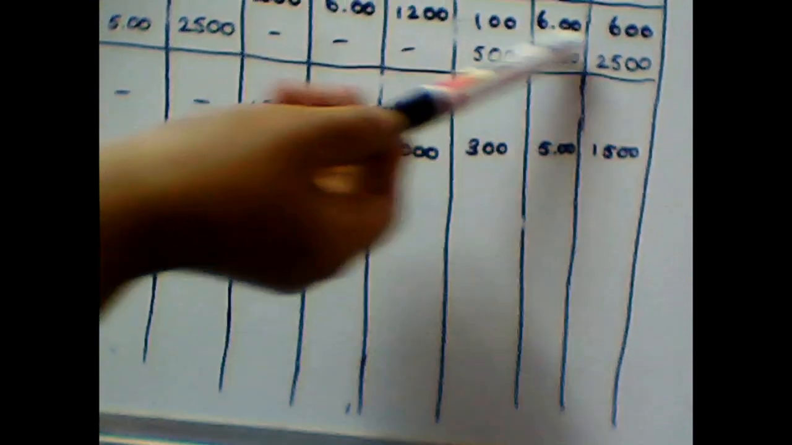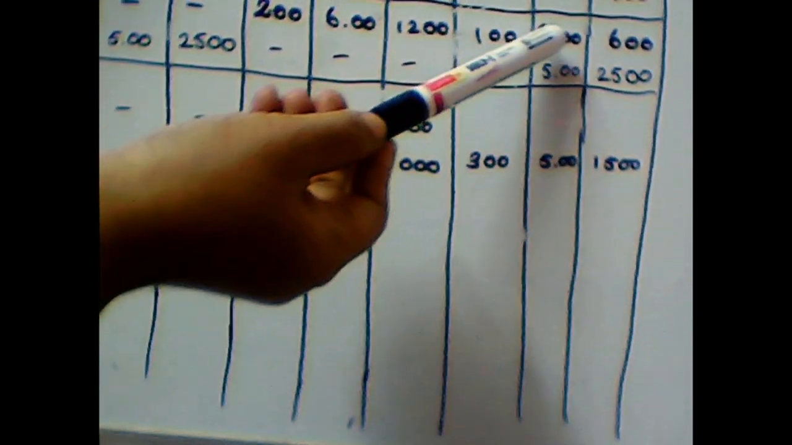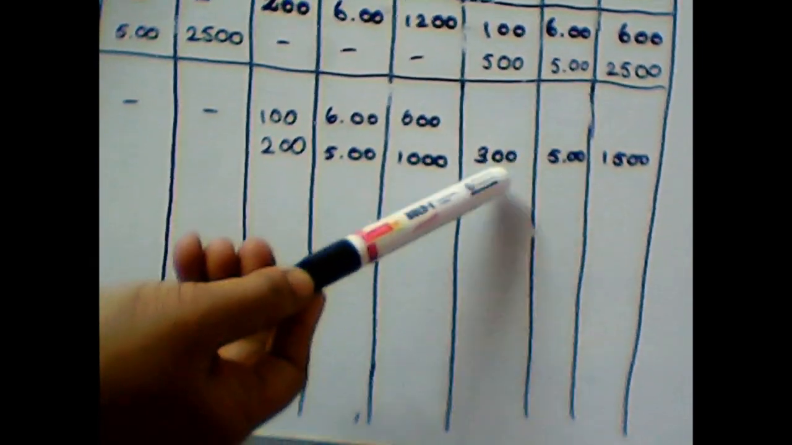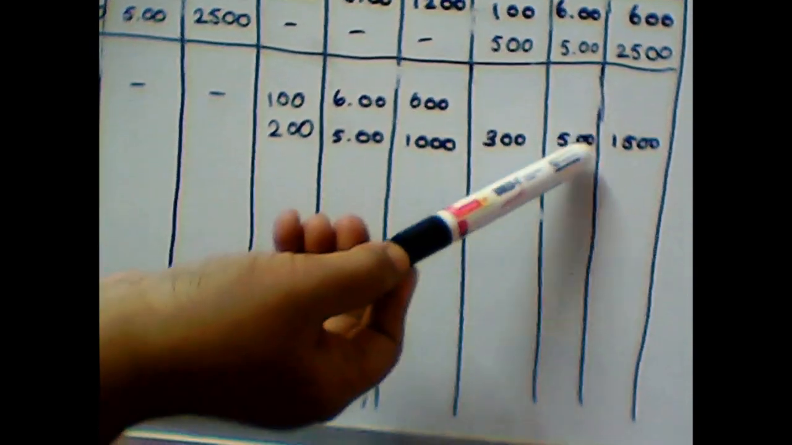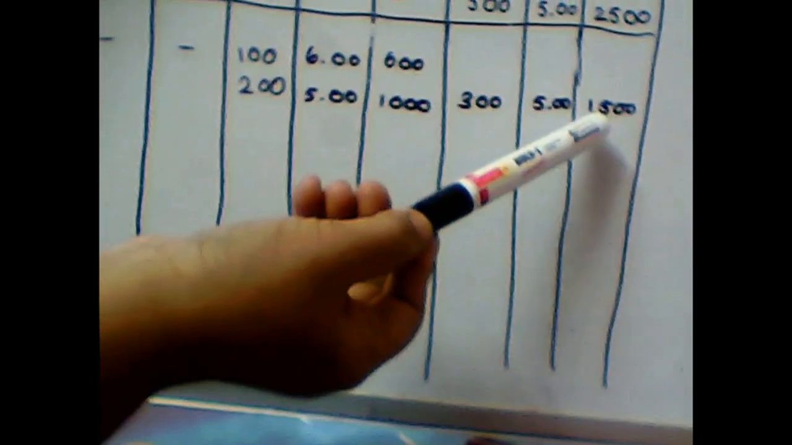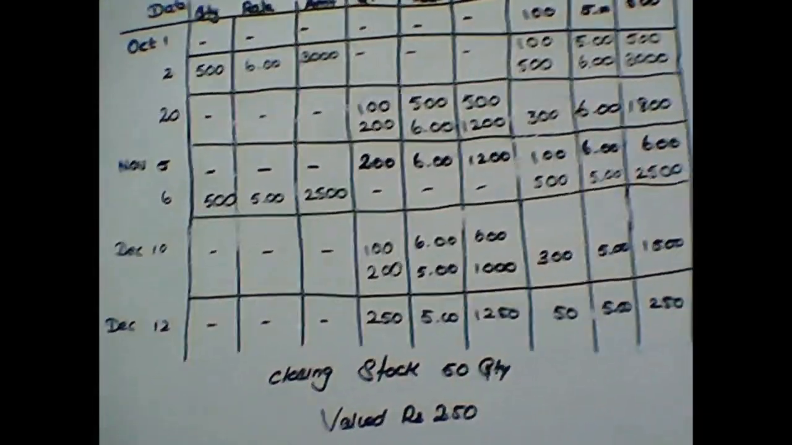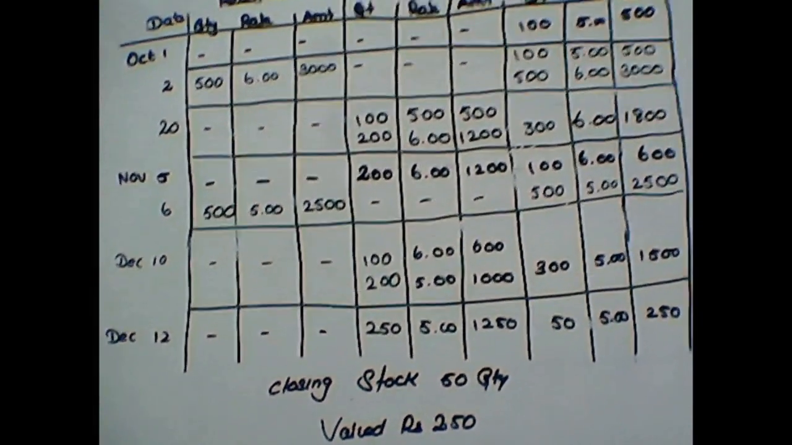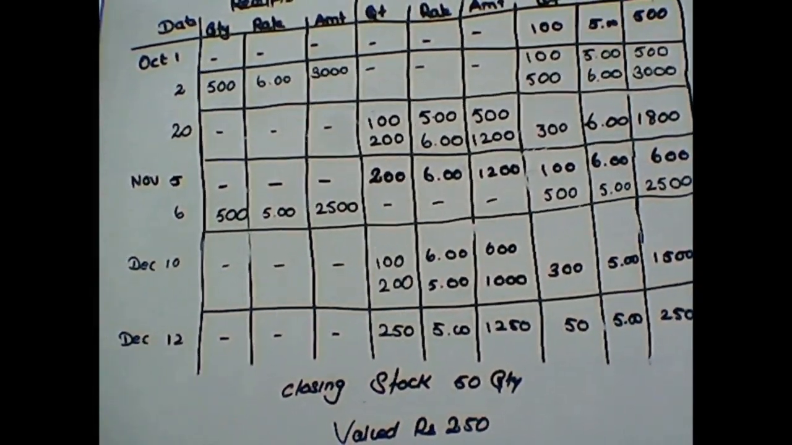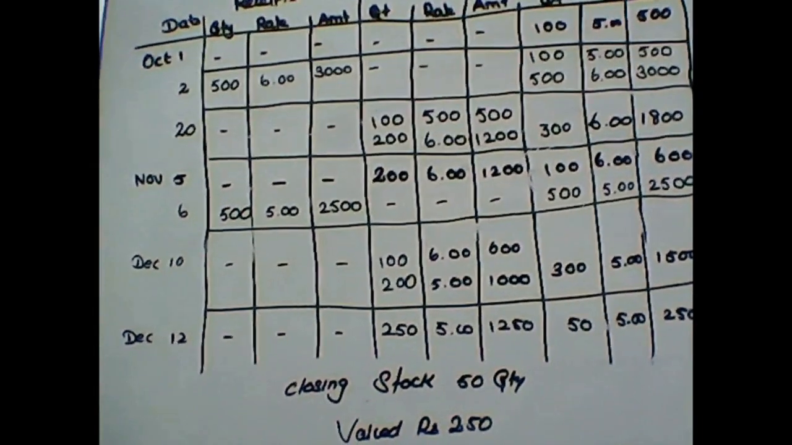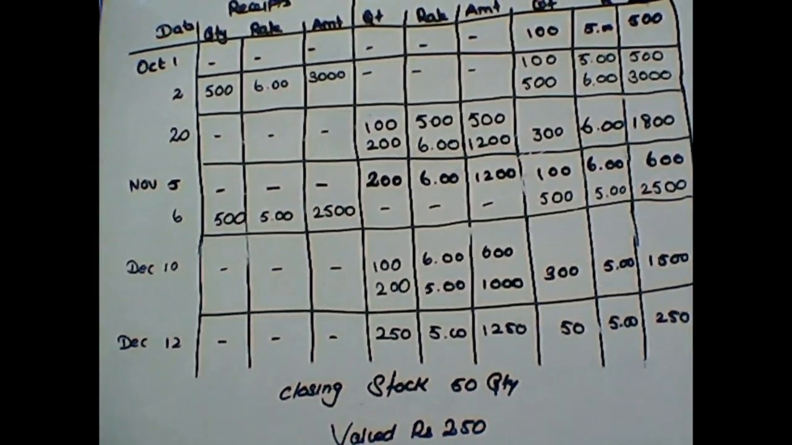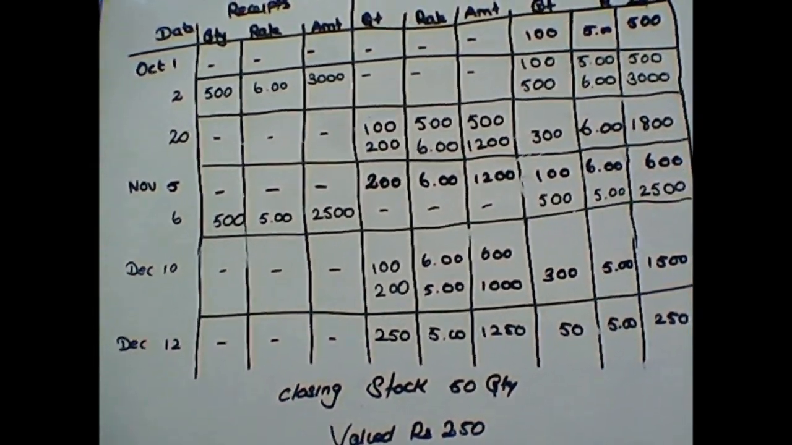From this 500 we have given the 200. So balance we have 300 units at the rate of rupees 5. This 100 units we have emptied fully, so there are no units at rupees 6. Only the units at rupees 5 remain. So we have written 300 units at rupees 5, and the total amount is 1500. Finally, on December 10 our balance is 300 units at rupees 5, which is 1500. We are clear in this.